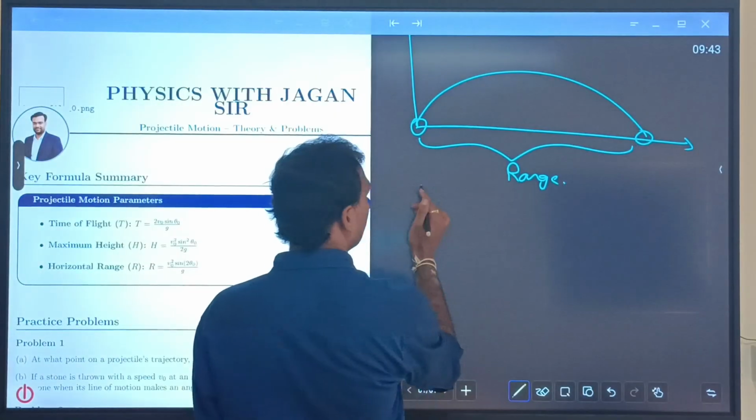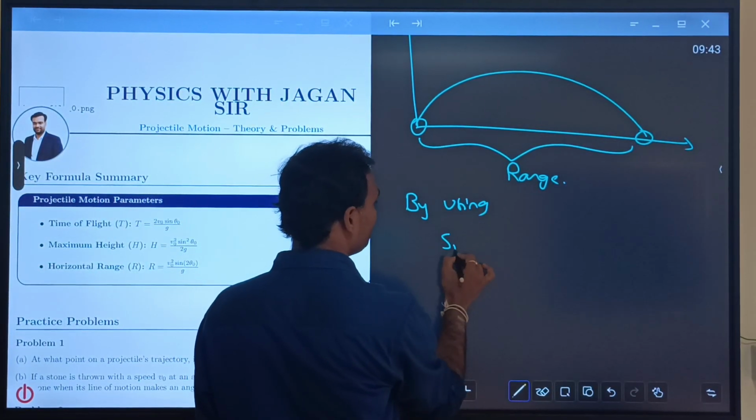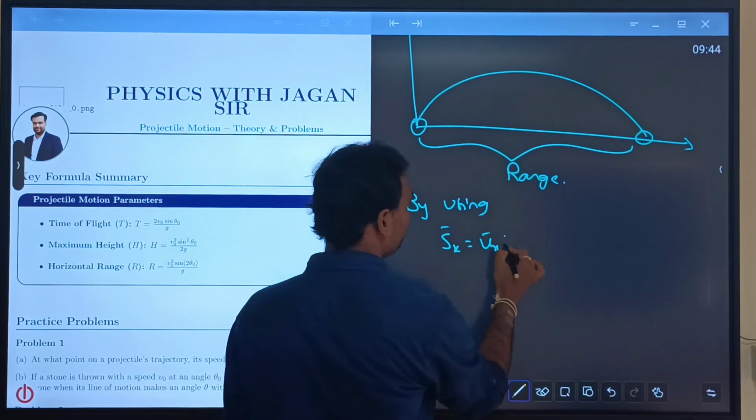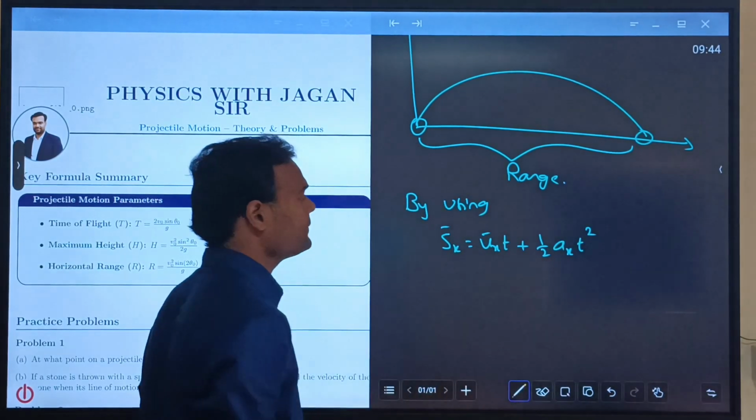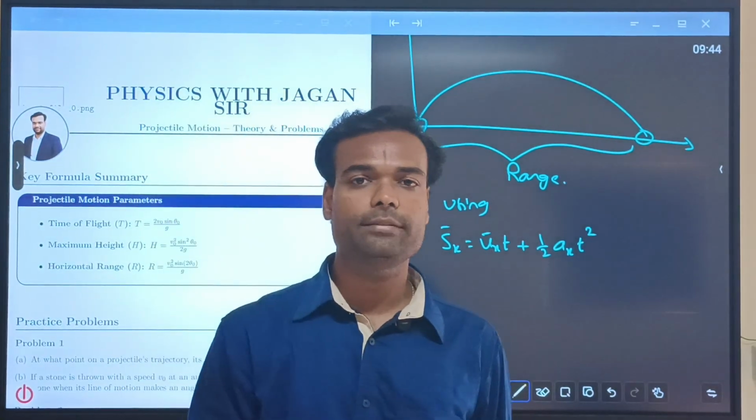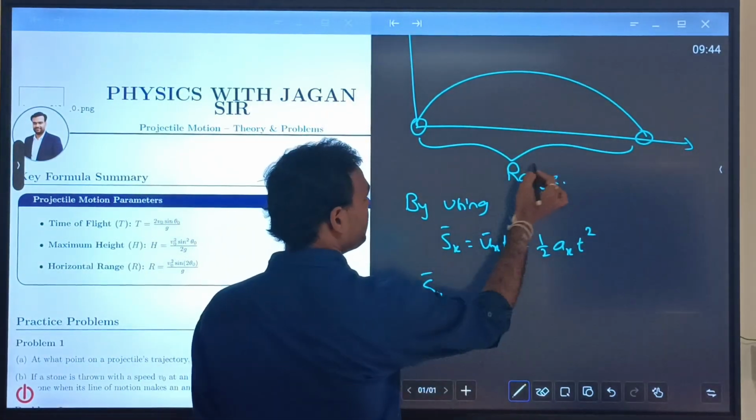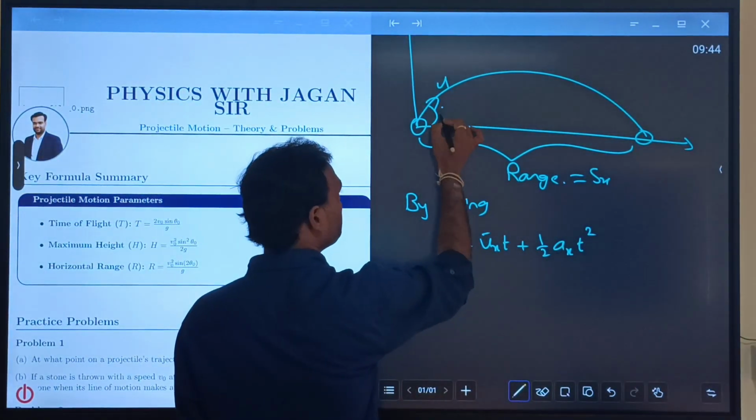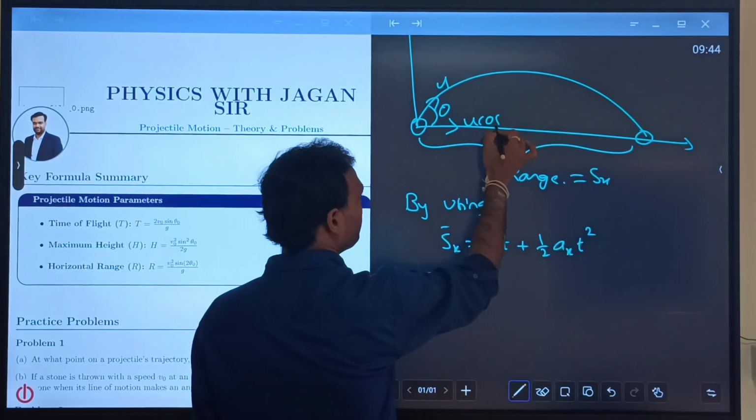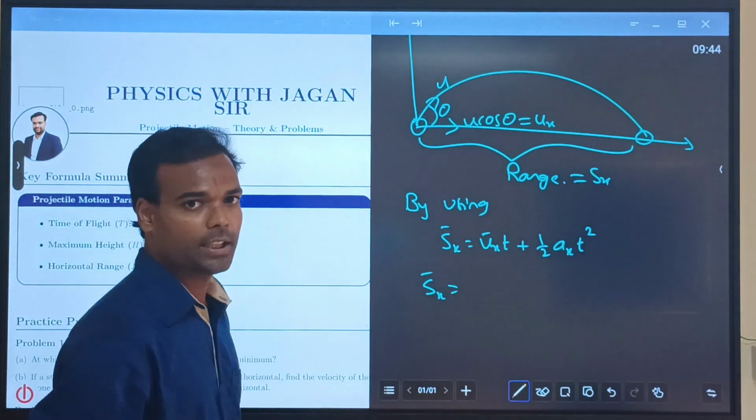Now, how can we find that? By using Sx equals ux t plus half ax t square. Now, Sx is the range and ux is, if the initial velocity u makes an angle theta, u cos theta, which is acting as the initial velocity on the x-axis, which is ux.